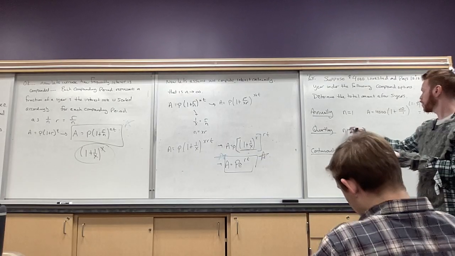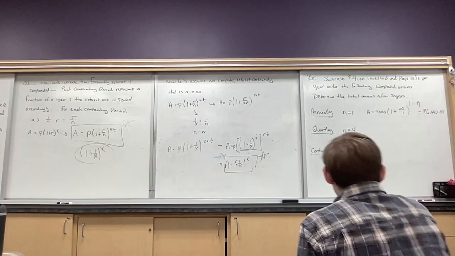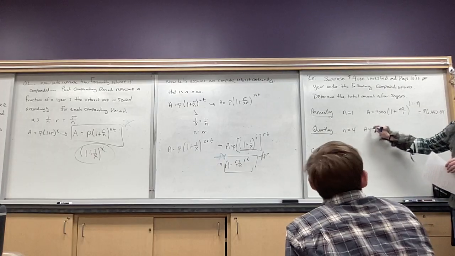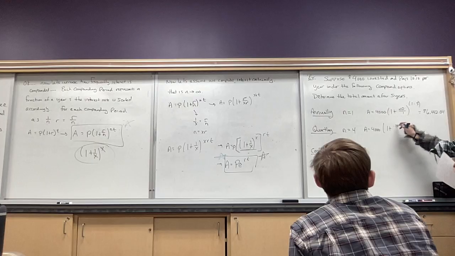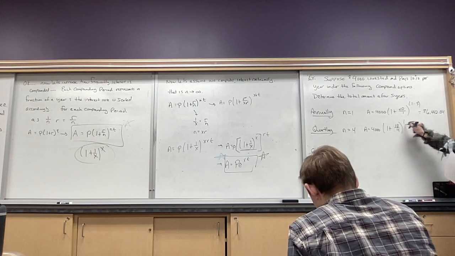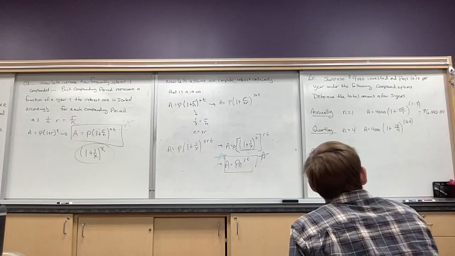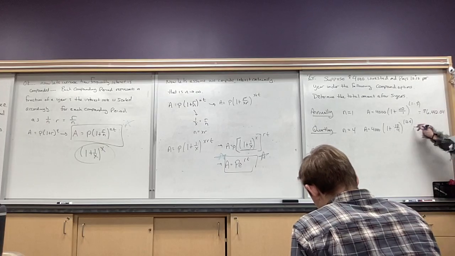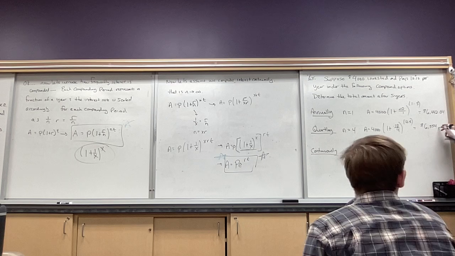Okay, next one, quarterly. Well, that means 4. So 4 times a year, you're going to compound this. So my account balance would be 4,000 times 1 plus my 10% over 4. And this time, it's going to be 4 times 5. So multiply everything together. I get 6,554.47.